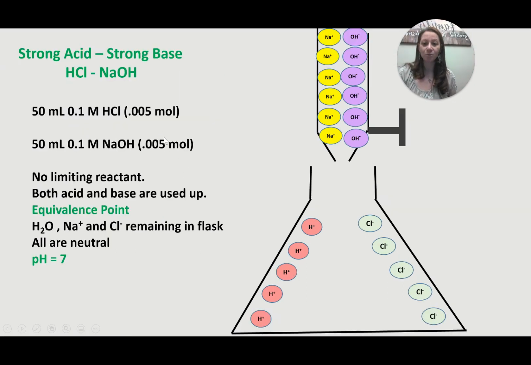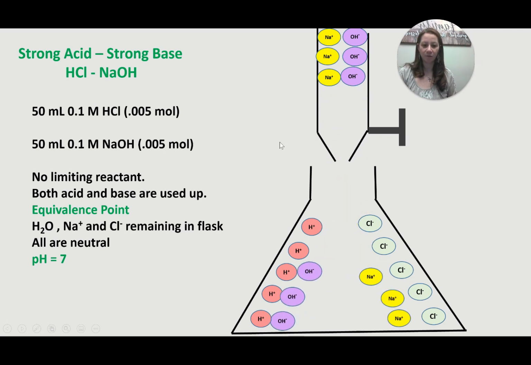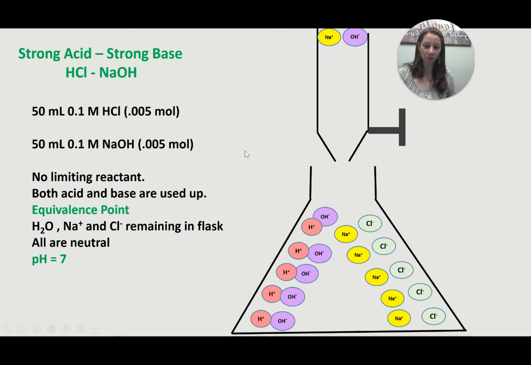Let's look at our visual here for when we add 50 milliliters of my base. So I have 0.005 moles of each. So I have 5 of the HCl's, and then I'm going to release 5 of the NaOH's. So there's 1, 2, 3, 4, and 5. So again, the hydroxide portion will react with the H pluses to form water.